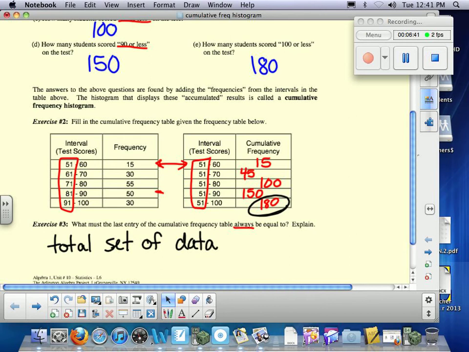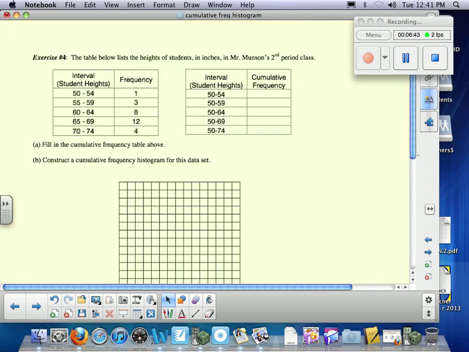Let's go to the back. These are the heights of students in Mr. Munson's second period class. And these heights are given in inches.